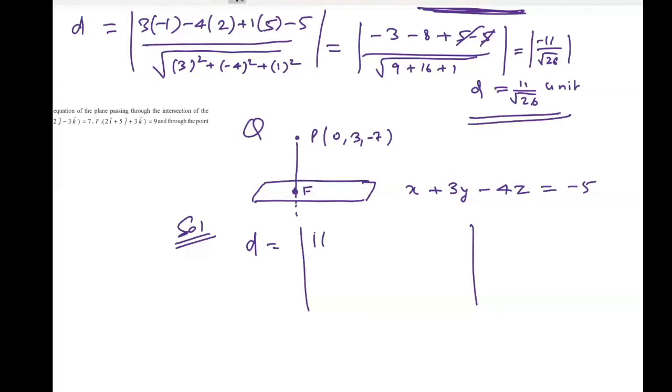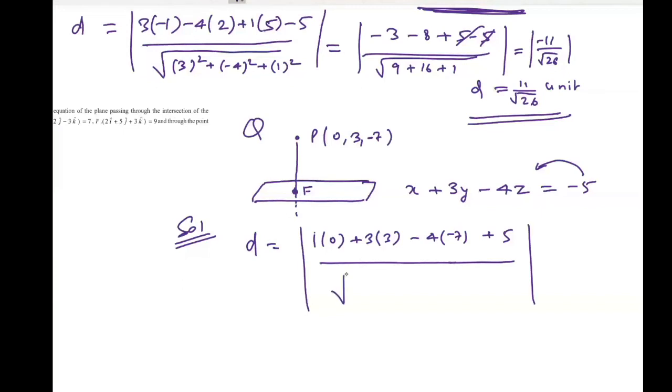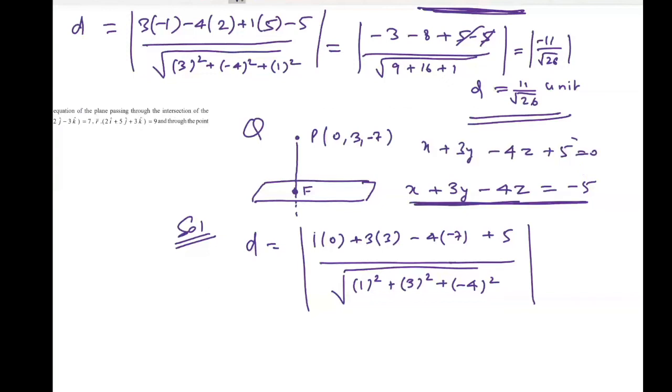It's very simple, you just need to write this. See, this is nothing but x plus 3y minus 4z plus 5 equals 0. You just write this here.